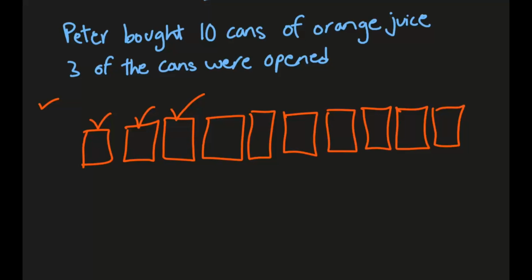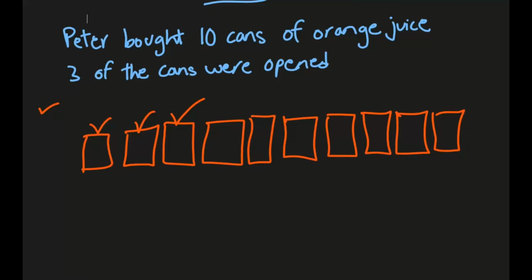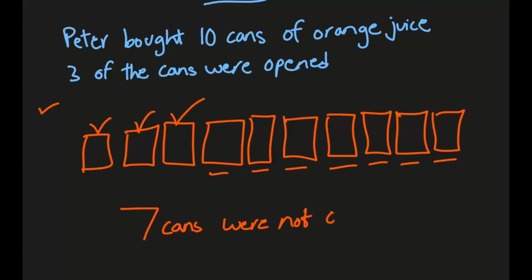Now we're trying to figure out how many cans were not opened. So we will just count the ones with no check marks. So we have 1, 2, 3, 4, 5, 6, and 7. So that means 7 cans were not opened. That's our answer.